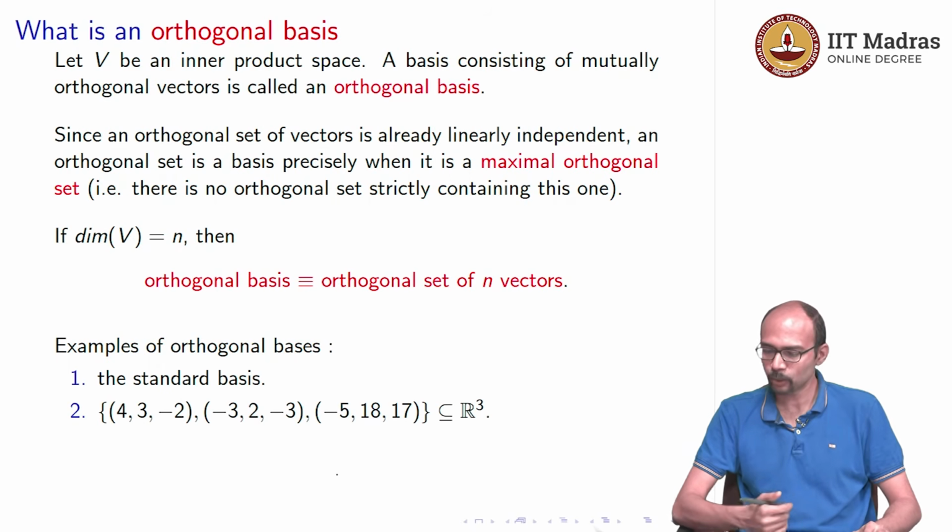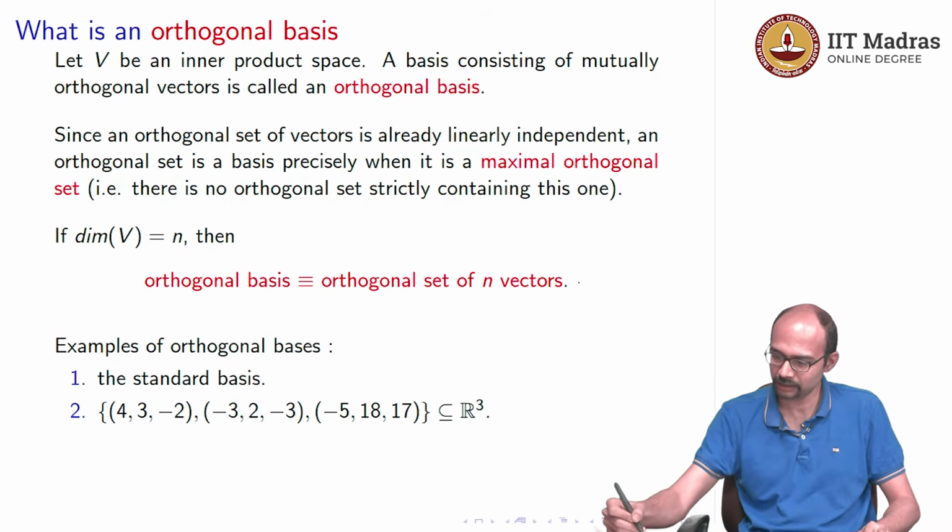Okay. Let us look at this example which we have done before. We have seen already that this is an orthogonal set. What is the size of this set? It is a set of size 3, and what is the dimension of R3? It is 3. So, this is an orthogonal set with 3 vectors, where 3 is the dimension of the vector space R3. So this is going to be an orthogonal basis, using the statement here.